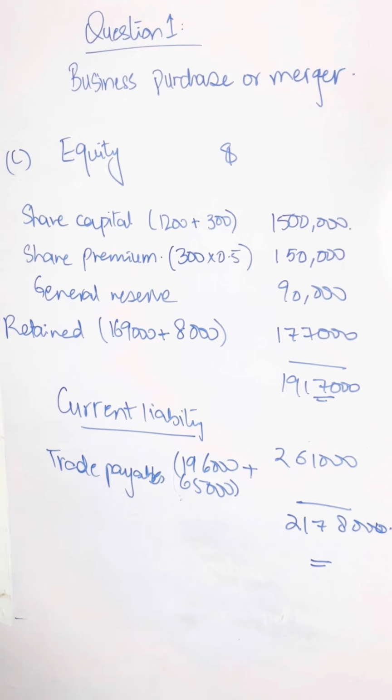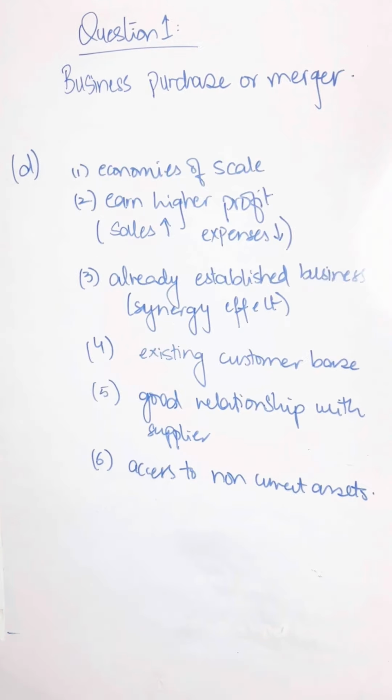We'll look towards the D part. The D part says explain how acquiring another business can bring benefits to the buyer. So it is a 6-mark question. It's better that you write 6 points and elaborate them accordingly. I've just written 6 points randomly that I thought. You can also refer to the marking scheme and your topic briefly.